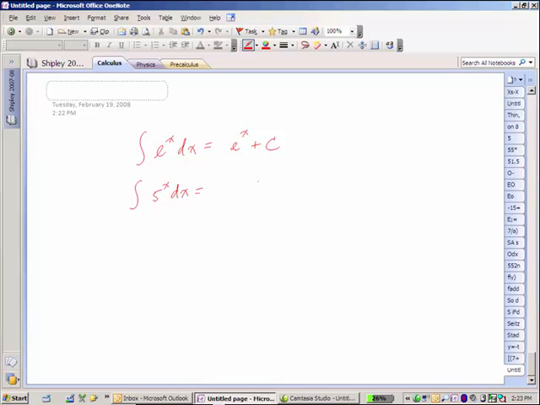That's ln, isn't it? No, that's when you do ln of 2 to the x. What's the wrong answer? 5 to the x plus c is wrong, because if I took the derivative of 5 to the x, you'd get 5 to the x times ln of 5. So that's a problem. We're off by that ln of 5.